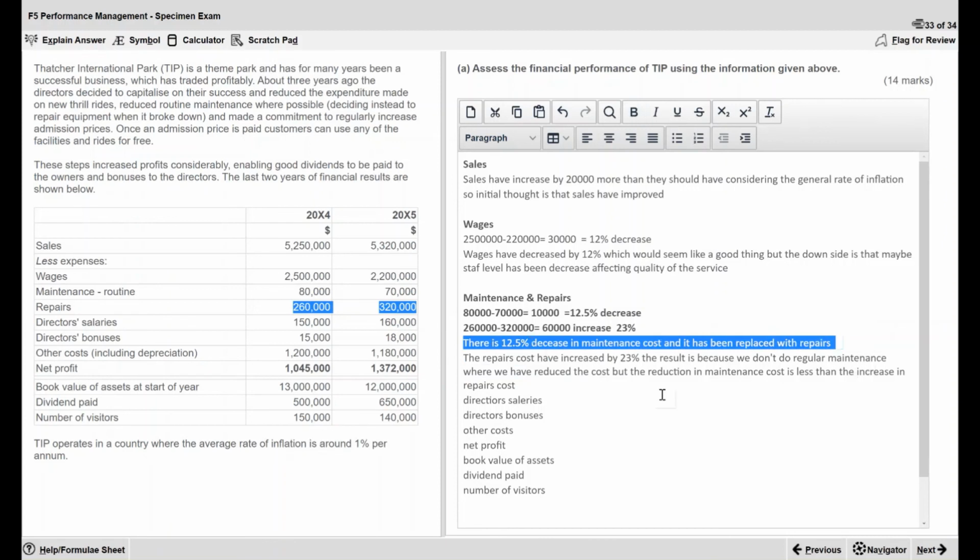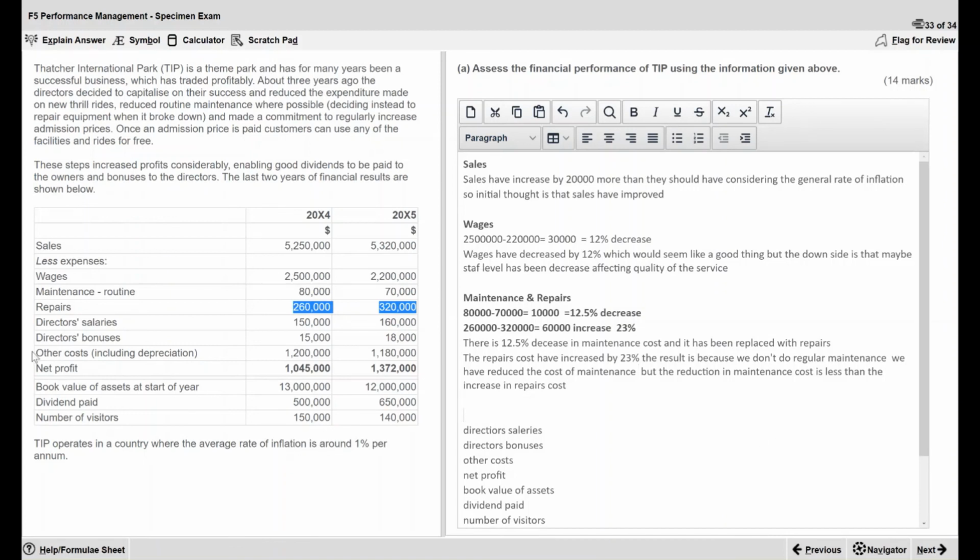So there is a 12.5% decrease in maintenance cost that has been replaced with repairs. The repairs costs have increased by 23%. The result is because we don't do regular maintenance, where we have reduced the cost, but the reduction in maintenance cost is less than the increase in repairs cost. Simple as that.